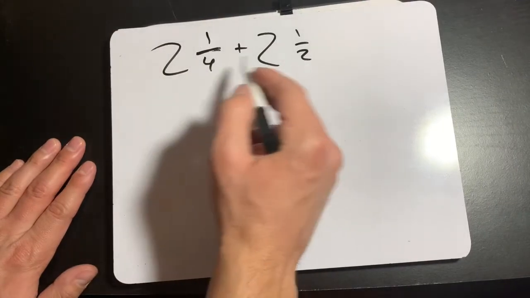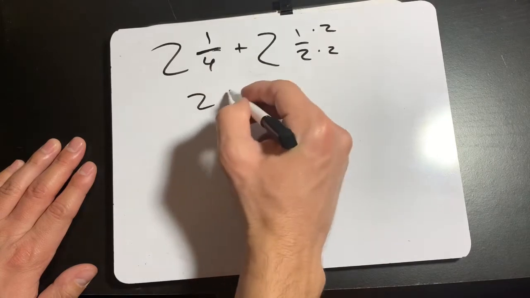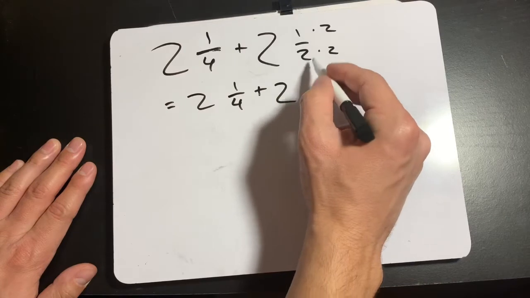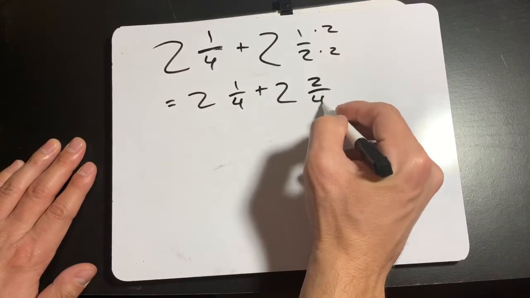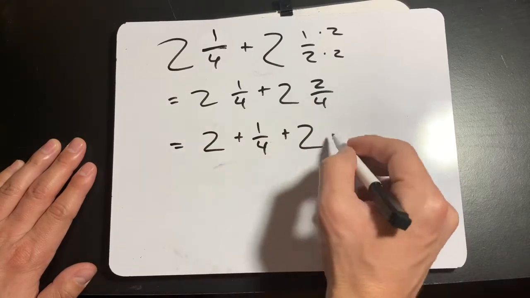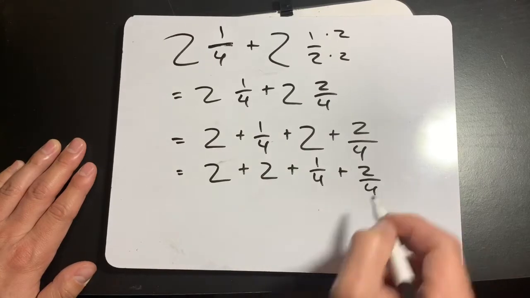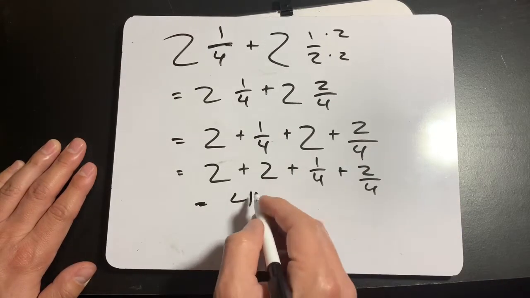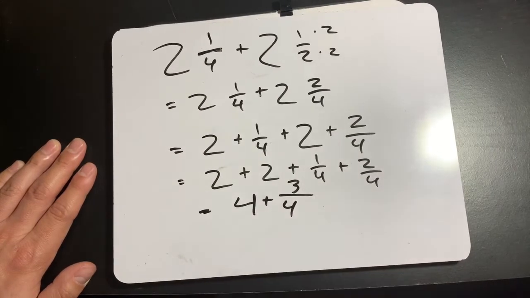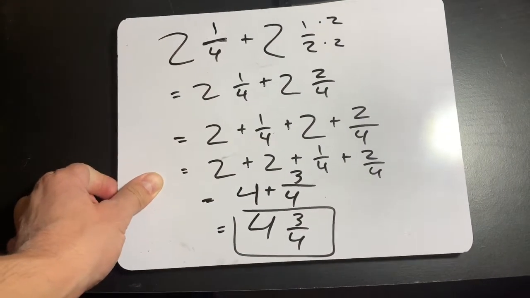Now these don't have the same denominator, so I cannot add them. I need to make them the same. I know 2 can go into 4, so I went ahead and multiplied the numerator and denominator by 2 to get 2 2/4. Now that they have the same denominator, I can go ahead and use my commutative property of addition to make things easier for myself. And 2 plus 2 is 4. While adding the numerators, I get 3/4, right? And that's my answer.